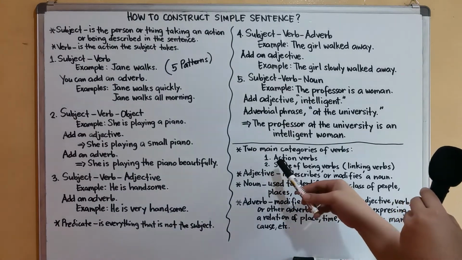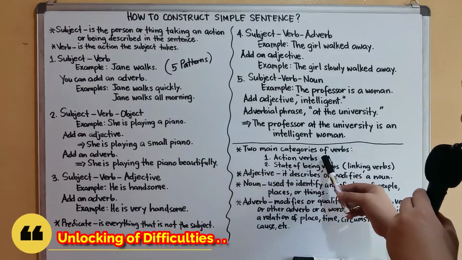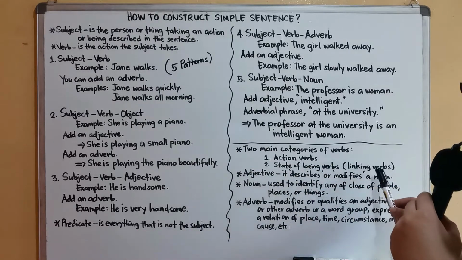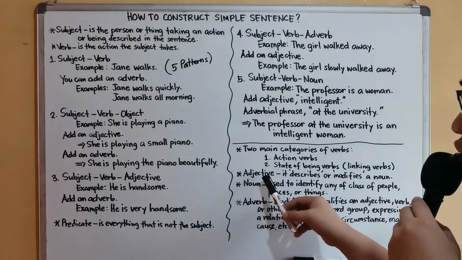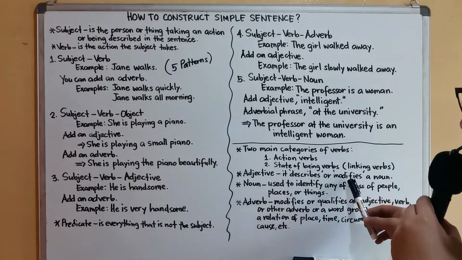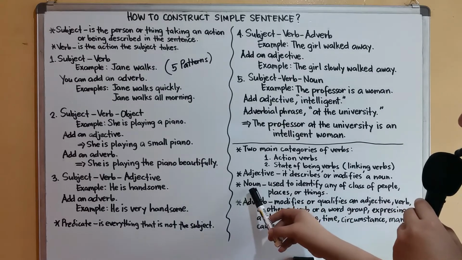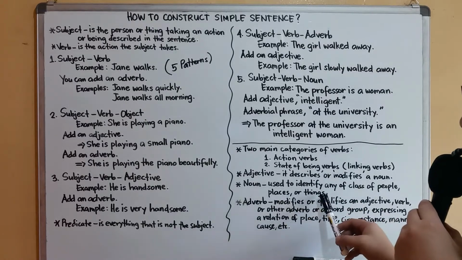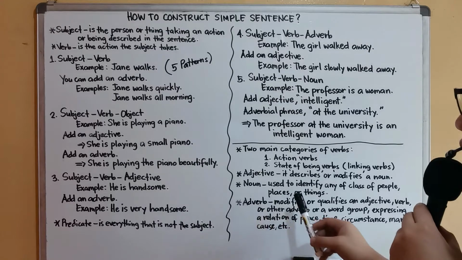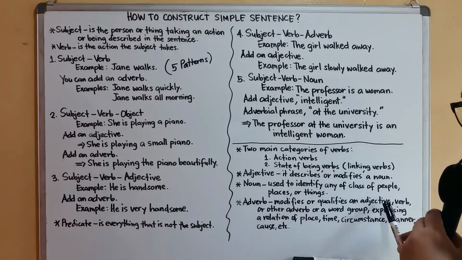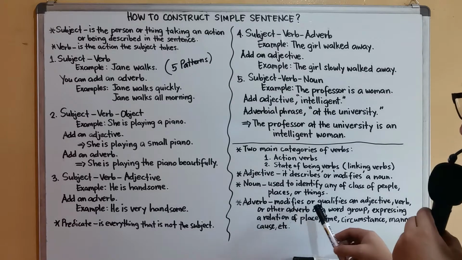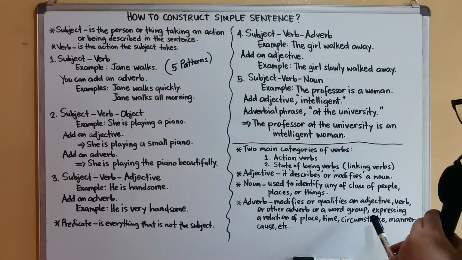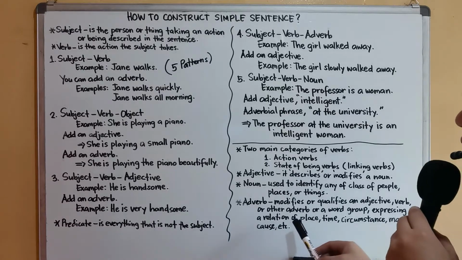So, we have here on the board, as you can see, two main categories of verbs. So we have the action verbs and state of being verbs or linking verbs. We also have here adjective. It describes or modifies a noun. We also have here a noun used to identify any of class of people, places, or things. We also have here adverb. It modifies or qualifies an adjective, verb, or other adverb, or a word group expressing a relation of place, time, circumstance, manner, cause, and etc.